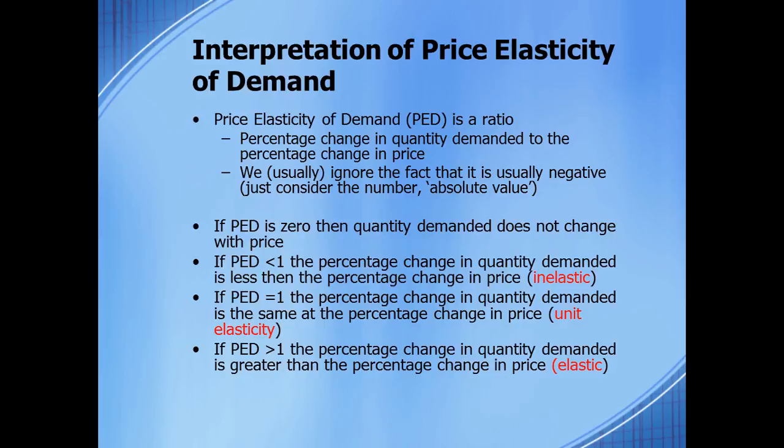However, if PED is greater than 1, then the percentage change in quantity demanded is greater than the percentage change in the price. It's an elastic demand. In this case, the percentage change in the quantity demanded is greater than the percentage change in the price. So, if the price increases by 10%, it will have a demand fall of more than 10%. So it's referred to as an elastic product or a price elastic product.